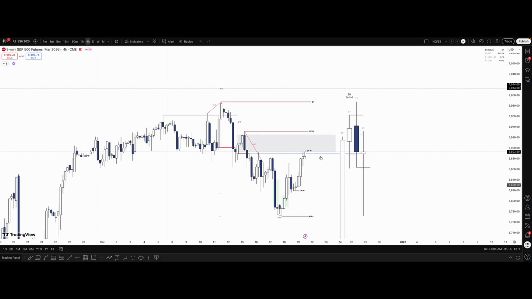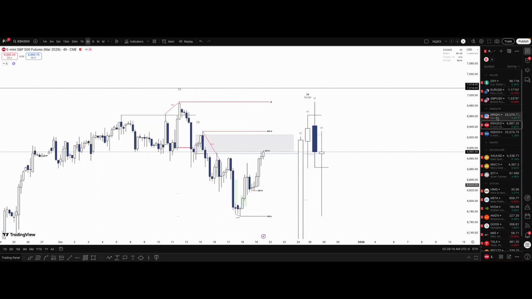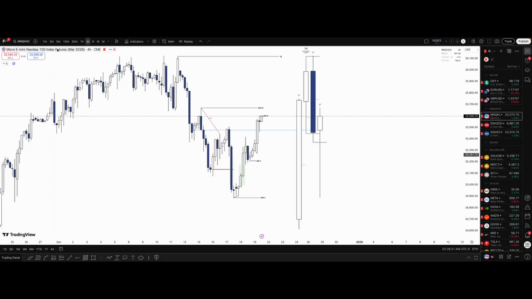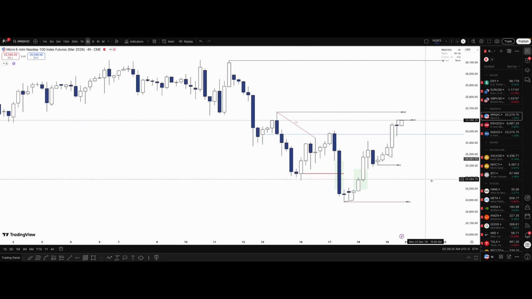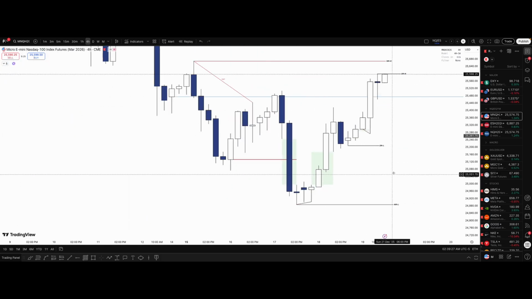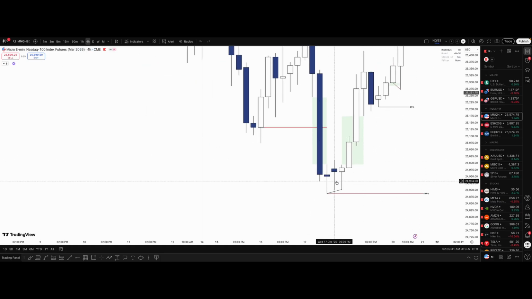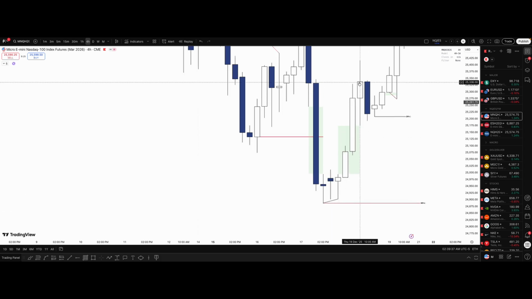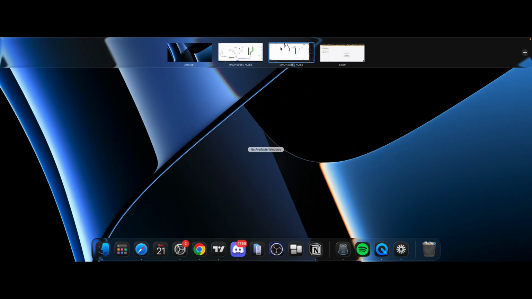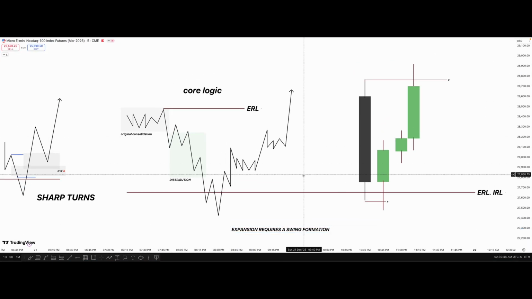Suppose, see, if I show you last week's chart in Nasdaq, it did exactly the same thing. See, the price created a low, closed engulfing, consolidated, and then expanded higher, isn't it? So this is how it is. It is the same thing, nothing different, right?